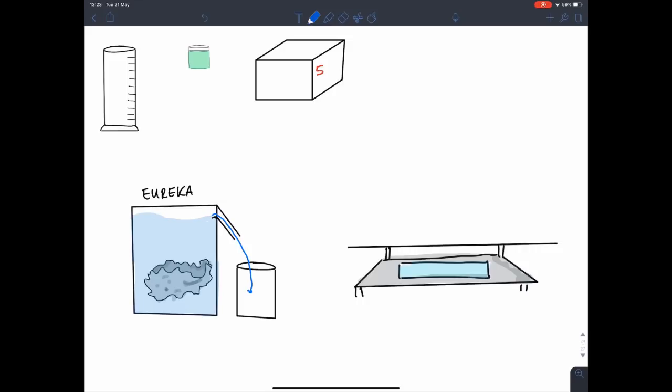So let's say the rock's volume is 20 centimeters cubed. That means when you put it into the eureka can, 20 centimeters cubed of water will be collected over here. Again, you have the mass from the weighing scale. Now you divide it by the volume from the eureka can, and there you go, you can work out density.